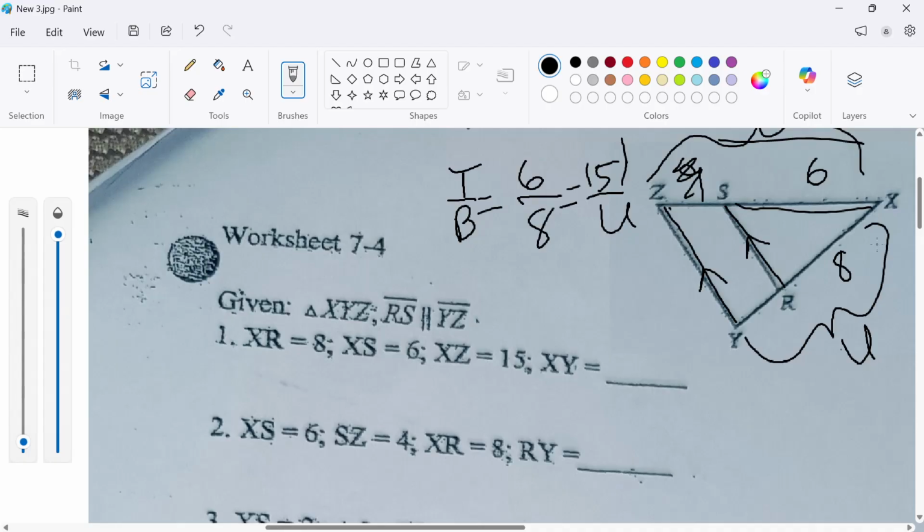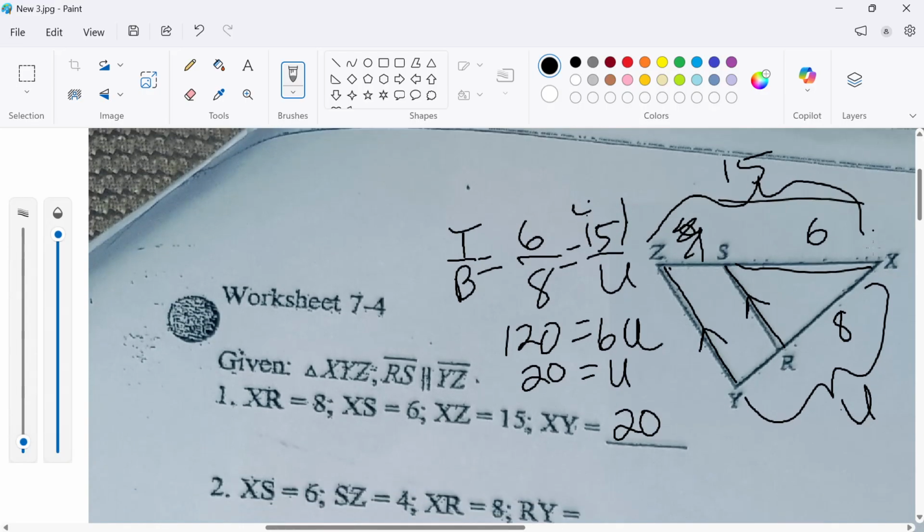So now I will cross multiply. 120 equals 6U. U equals 20. Well, U is XY? Yes, 20. There's other ways I could do it.